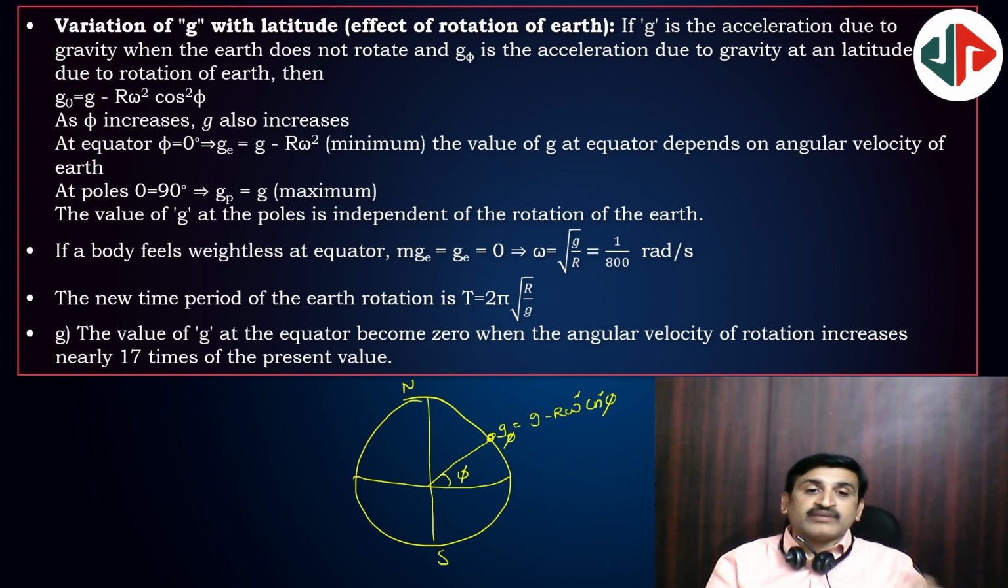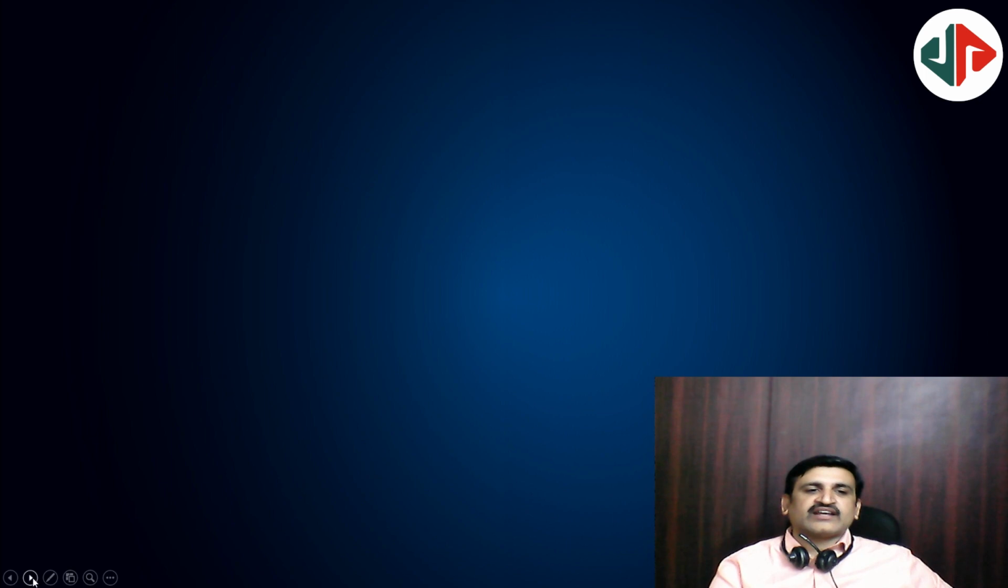If the time period becomes roughly 84 minutes instead of 24 hours, then the persons at the equator will feel weightlessness. That is the concept. And this angular velocity of the earth is 17 times the current angular velocity.